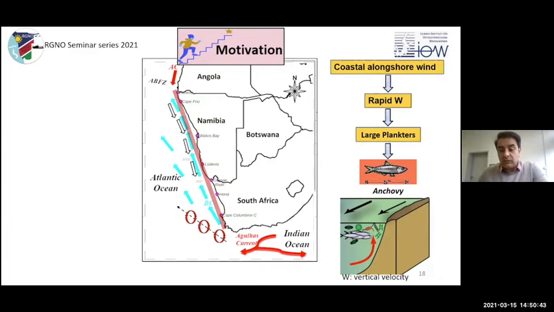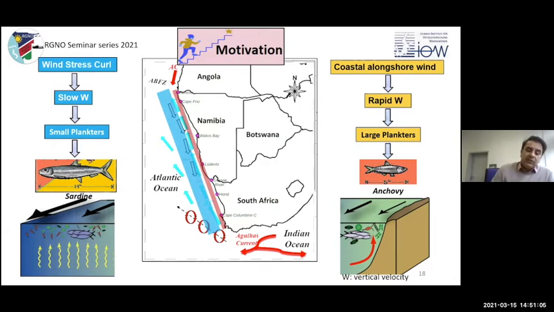This is associated with rapid upwelling, which brings high nutrients to the surface and provides a favorable environment for large phytoplankton. Those are the phytoplankton which are good food for anchovies. But at the same time, wind stress curl driven upwelling offshore is associated with slower upwelling and brings fewer nutrients to the surface, which is favorable for small plankton.